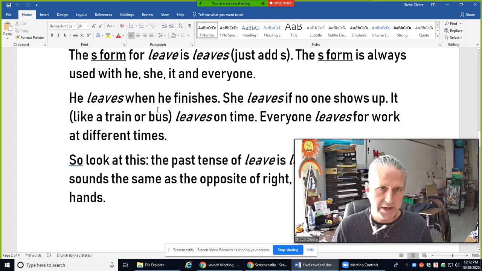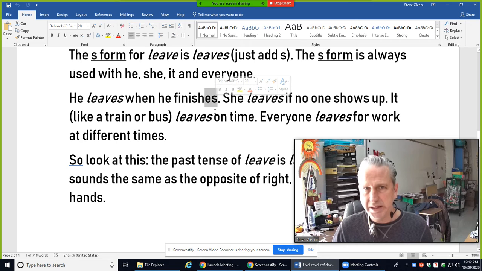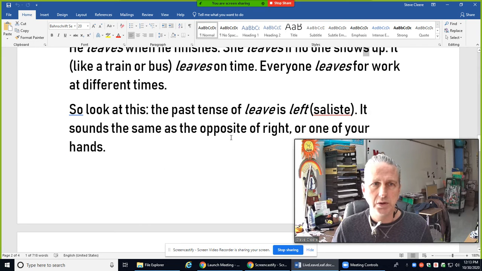You can also see some other S forms in these examples. Finish is the non-S form. Finishes is the S form for he, she, it, singular. And then shows, that's the S form for show. I show, you show, but no one shows up. No one or everyone is the same rule as he, she, it, singular. So let's move on.